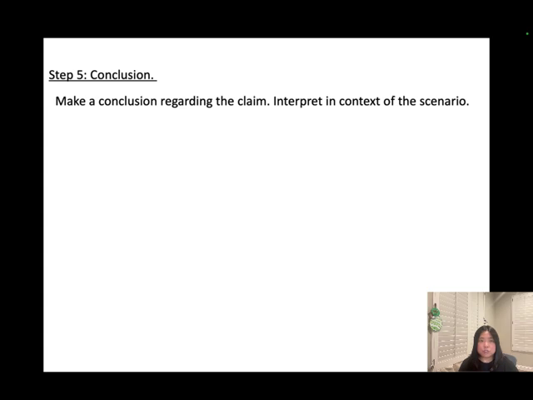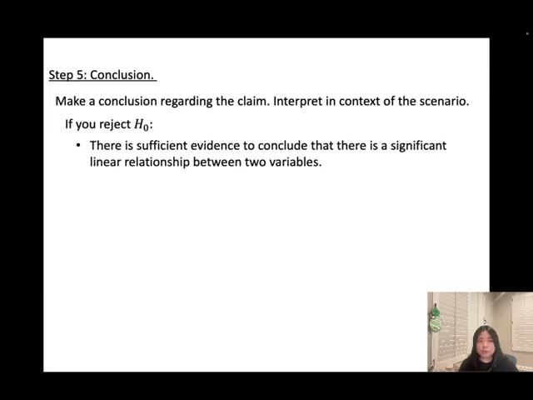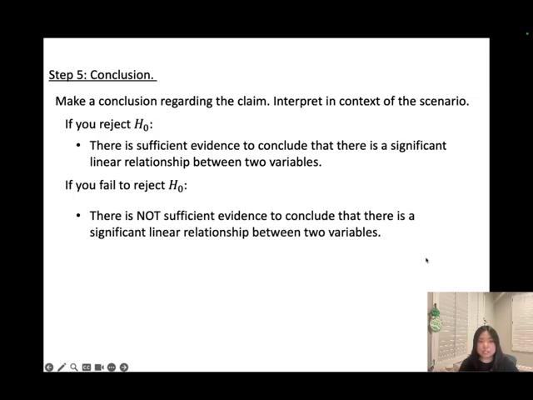Okay, step 5, conclusion. You're going to make the conclusion regarding the claim statement. Let's say you reject the null hypothesis, then you're going to say there is sufficient evidence to conclude that there is a significant linear relationship between the two variables. So make sure you state what kind of variables you have. But if you fail to reject, then you're going to say there is not sufficient evidence to conclude that there is a significant linear relationship between the two variables.